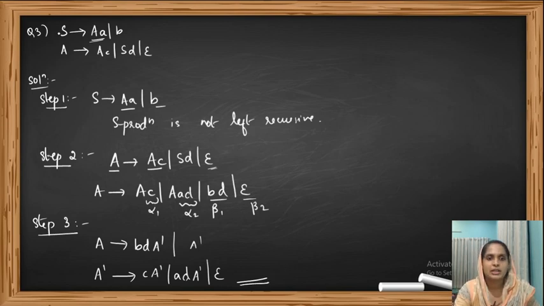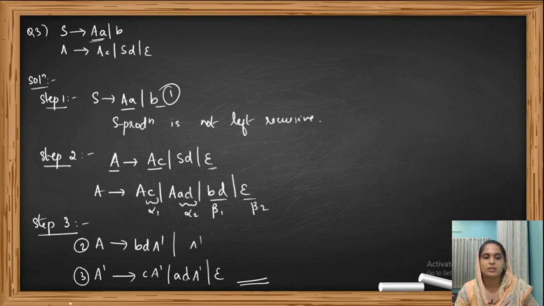So the first production, S produces AA bar B. In that we didn't change anything. So this is our first production. And the second production, A produces, that production we converted into 2 productions, right? So this is our second production and this is our third production. Okay. So I hope the indirect left recursion is clear now.